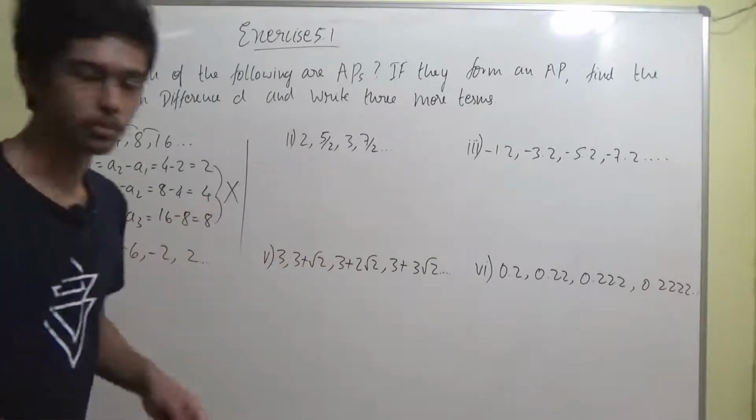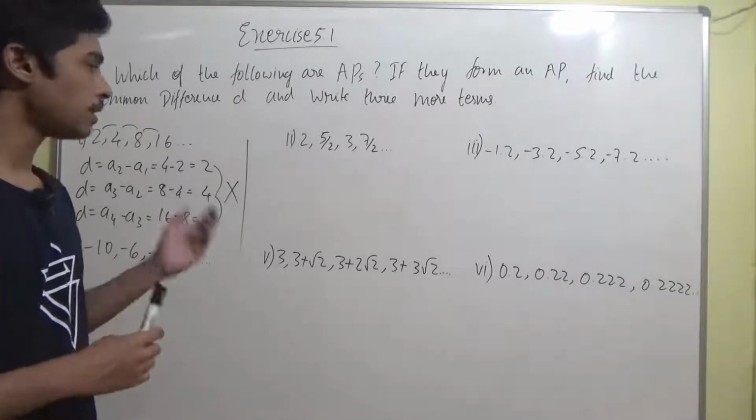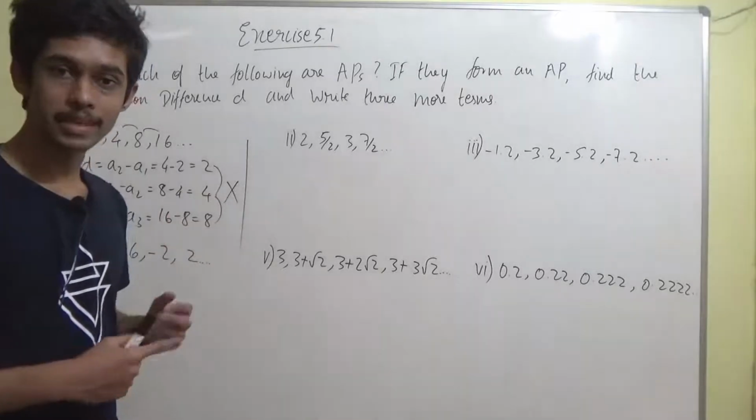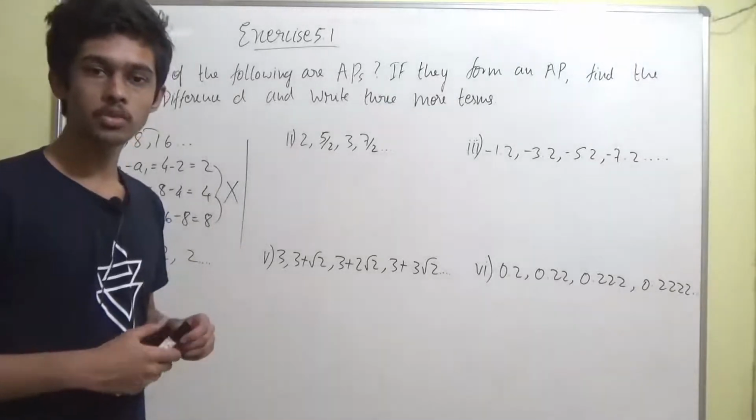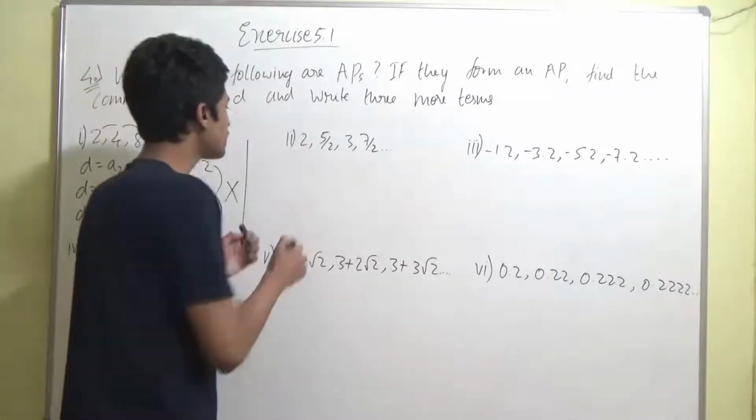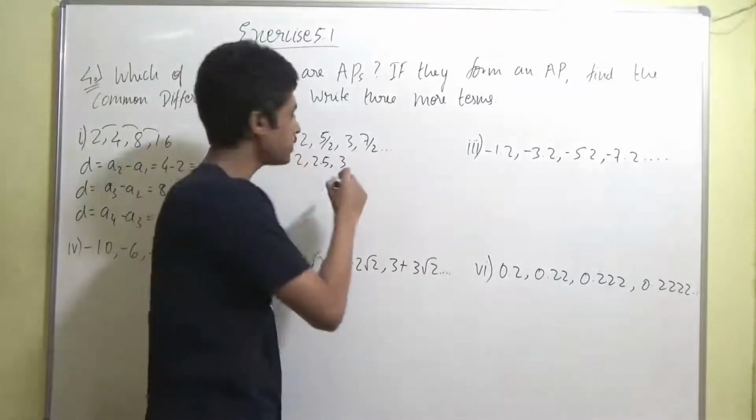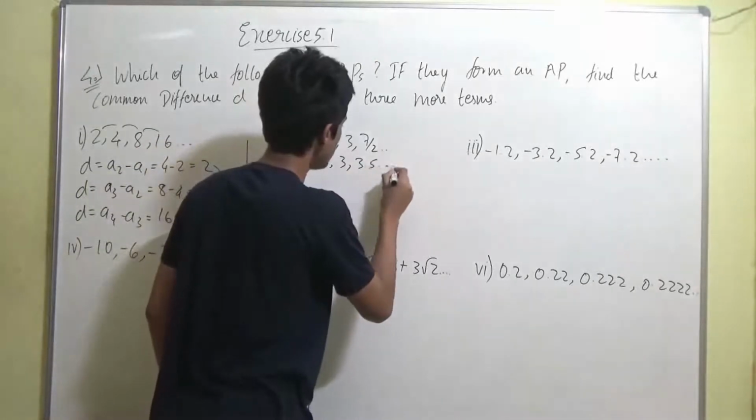Now let's go to the second sub question, guys, where they have given 2, 5 by 2, 3, 7 by 2. If you see here, guys, 5 by 2 is nothing but equal to 2.5, right? 5 by 2 is 2.5. So this you can also write like 2, 2.5, 3, and 7 by 2 is 3.5, and so on.